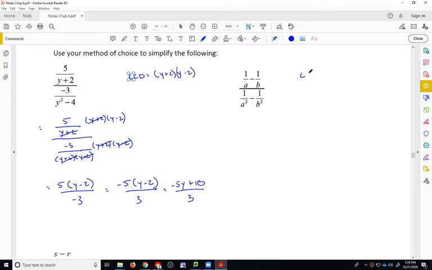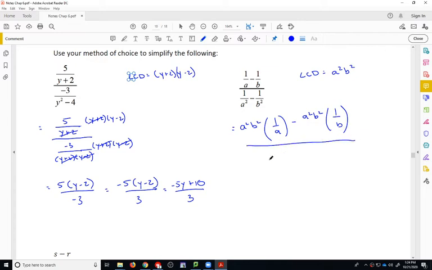Okay, so for this one, again, you're identifying your lowest common denominator, which would be a squared b squared. And again, you're going to multiply every term by a squared b squared. I highly recommend showing that. So take every single term and multiply it by a squared b squared. It takes a little bit more effort, but it makes far less mistakes. Minus a squared b squared over 1 minus b squared.